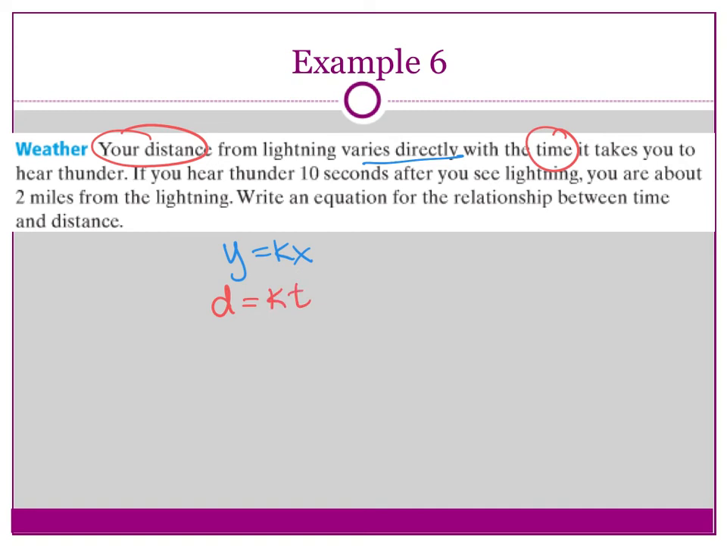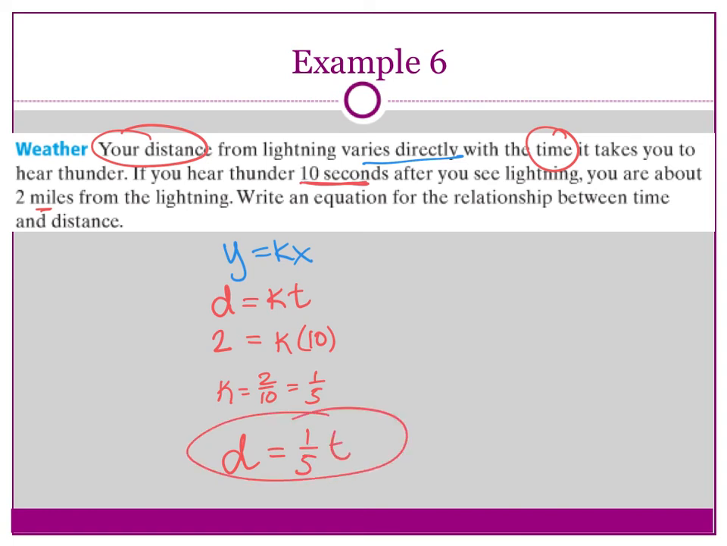This makes it a little bit easier for me, because it says if you hear thunder 10 seconds after, I know that I'm going to be plugging that 10 seconds in for my time. And it says that you're about 2 miles from the lightning, so my distance is going to be 2. Now when I solve for k, I have k is equal to 2/10, or 1/5. So when I write my equation, I can say that my distance varies directly with 1/5 of my time. And this would be my final answer.